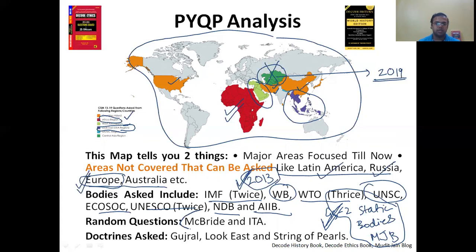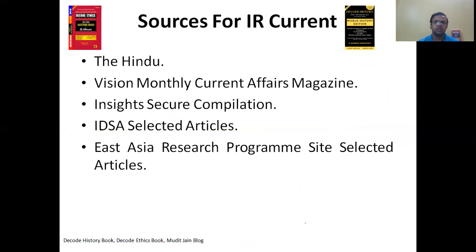Random questions have been asked, as I already told, McBride and ITA. Doctrines that have been asked are the Gujral Doctrine, Look East, Look West was also asked, and String of Pearls. So these are the focus areas that you have to worry about as far as IR is concerned.